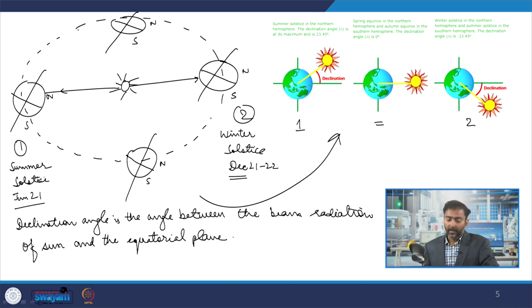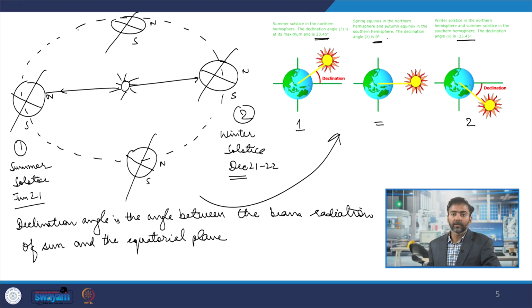So, that is the angle delta, and as you can see, on the summer solstice it will be maximum in the north and its value would be positive 23.45 degrees. On the winter solstice it would be maximum to the south, its value would be minus 23.45 degrees, whereas at the equinoxes the beam radiation would be in alignment with the equatorial plane and the value would be 0 degrees. So that is the variation of declination angle.